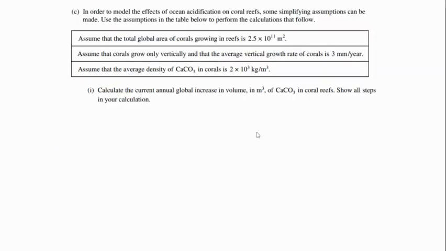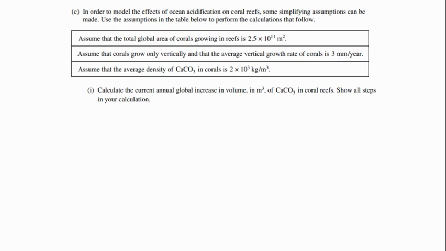All right, so the current annual global increase in volume in meters cubed of calcium carbonate in coral reefs. Well, volume, meters cubed, that's the unit we're looking for. We don't have anything like that, but we have something similar. We have meters squared of area, which is length times width. Volume is length times width times height, okay? Corals grow vertically. Well, that sounds like height. The only issue is that this is in millimeters instead of meters.